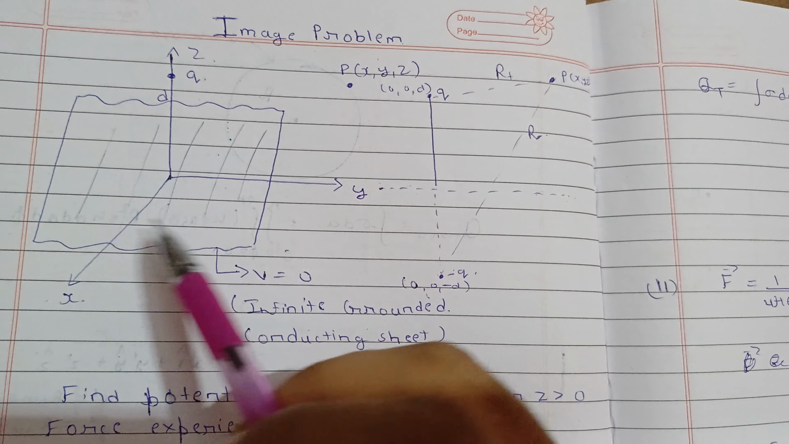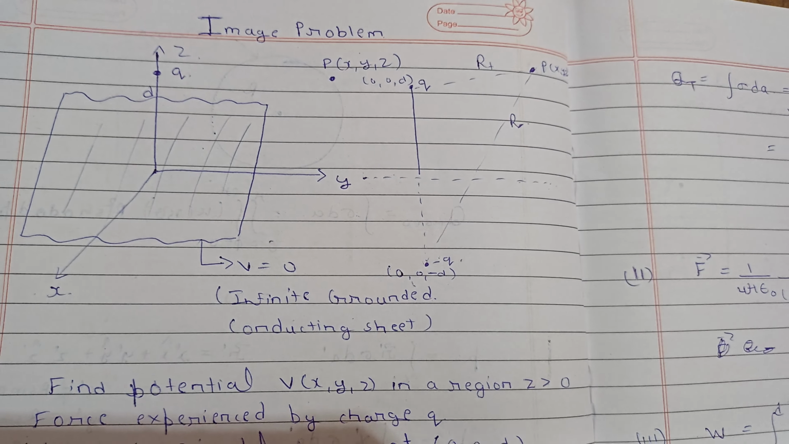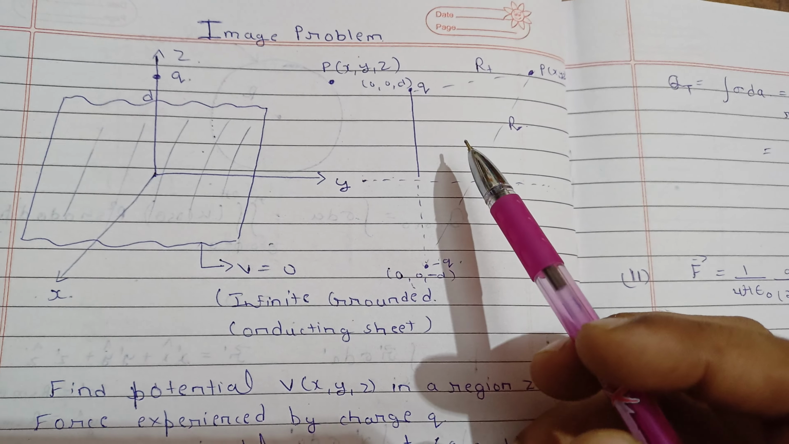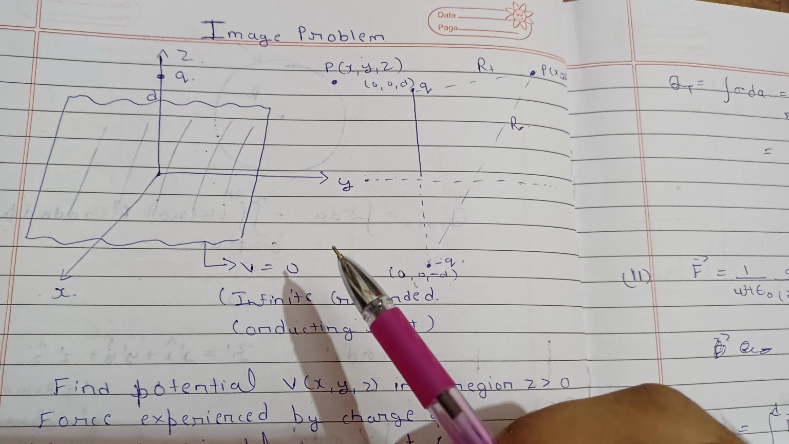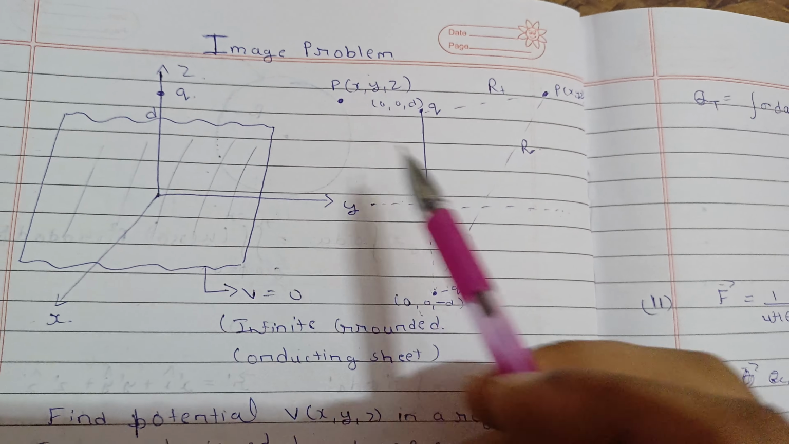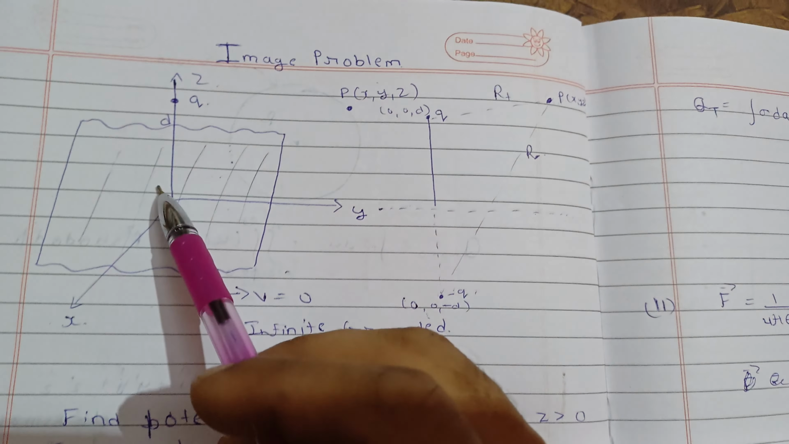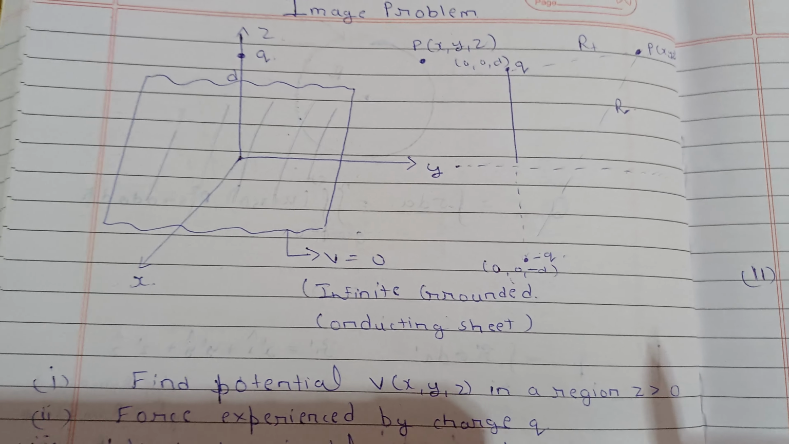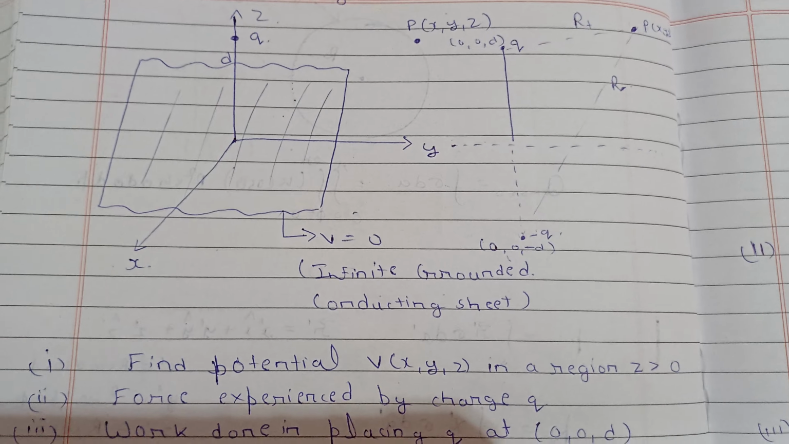So we can replace this situation by this situation. This is the equivalent of that, and now it will be easier for us to solve the problems. That's why we call it an image problem: here we assume image charges. If the charge is at distance d, the image will be at minus d. Now let's see what kind of question we can frame from here.